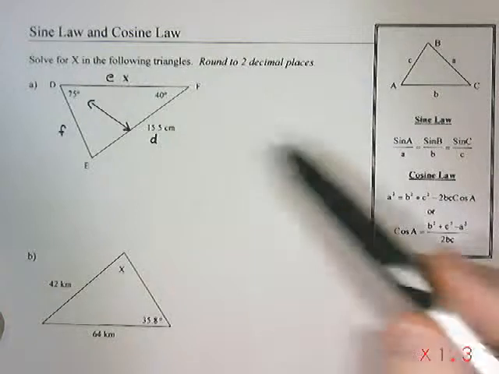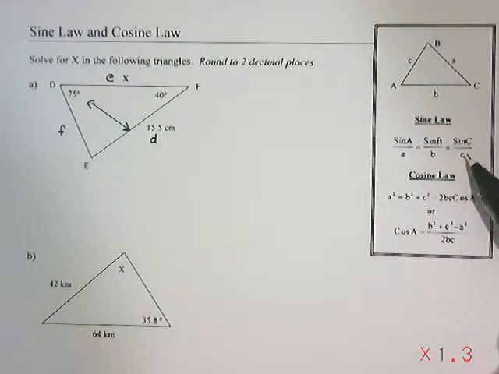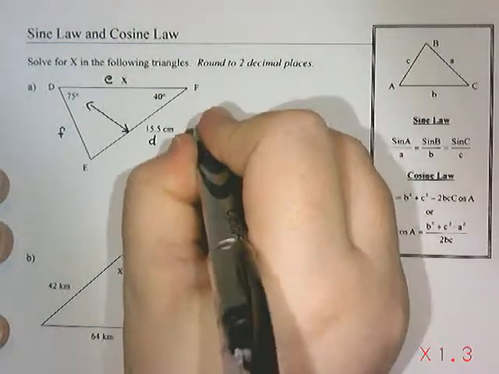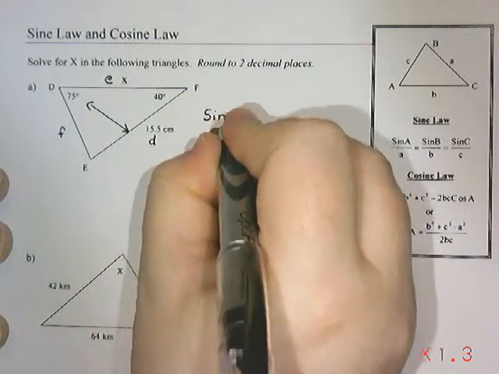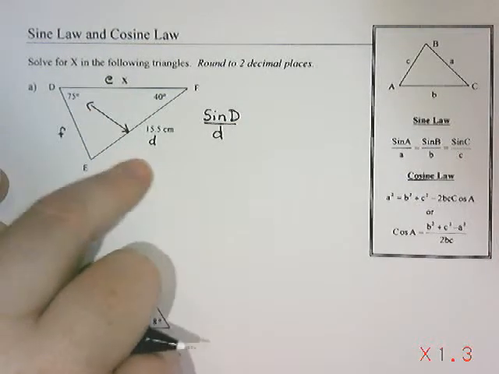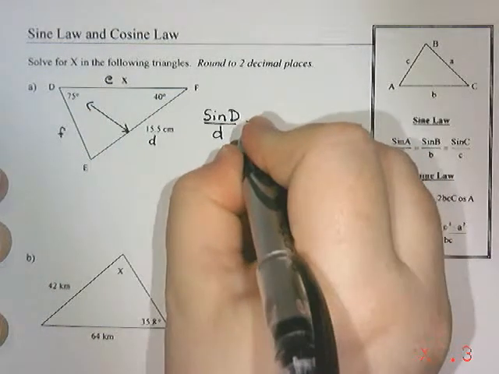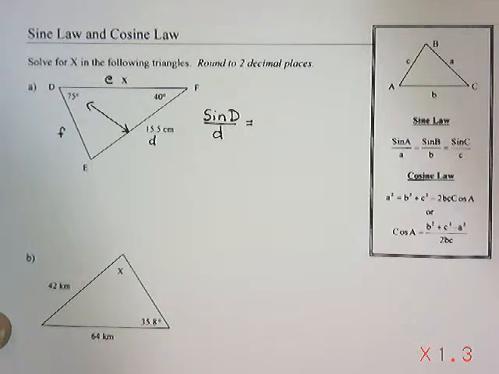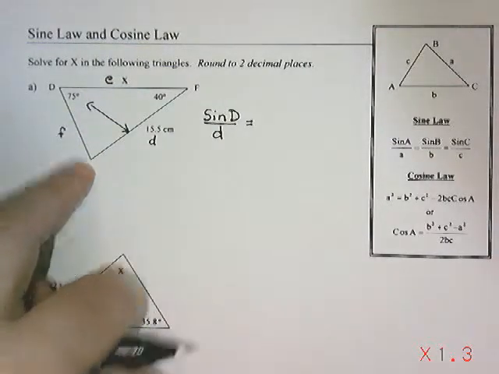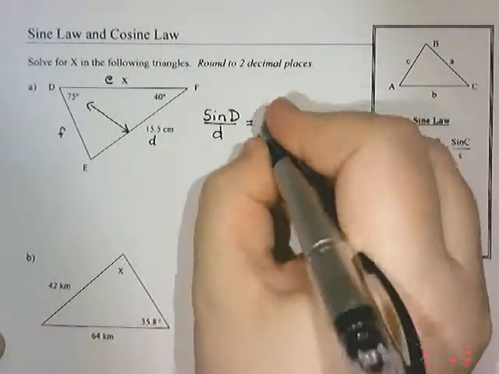When I go to do my formula, I'm not going to use A, B, and C since I don't have A, B, and C. I have D, E, and F. So I'm going to do sine of D over D, and I picked that because that's the one I know both values for. The second pair we choose is the one that has what we're looking for. I would like to find X, so I'm going to do sine E over E.